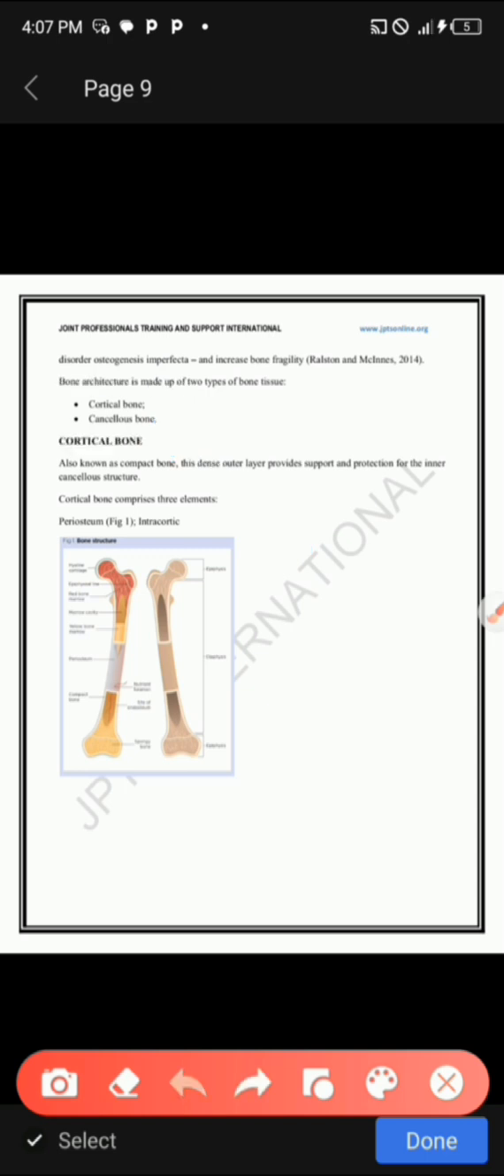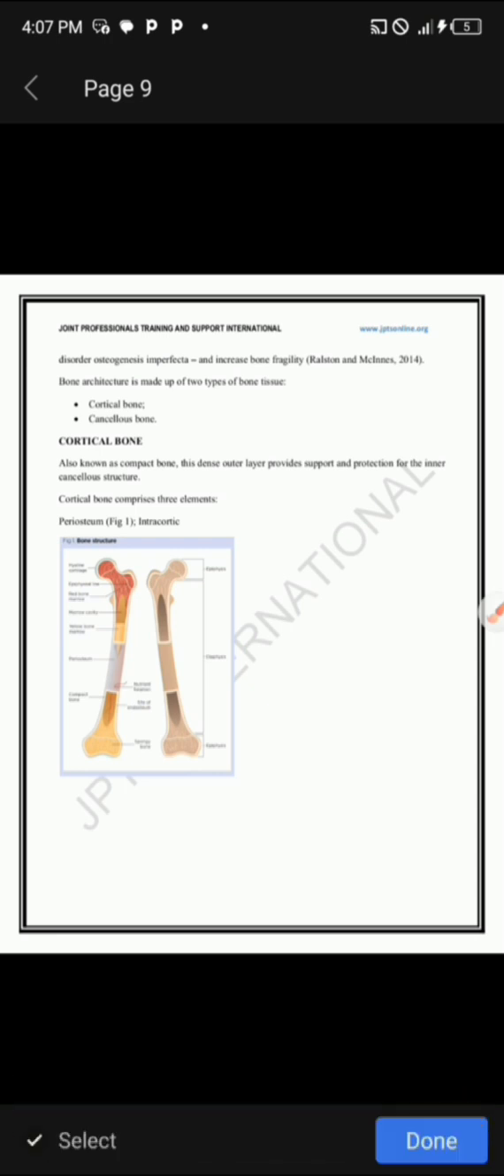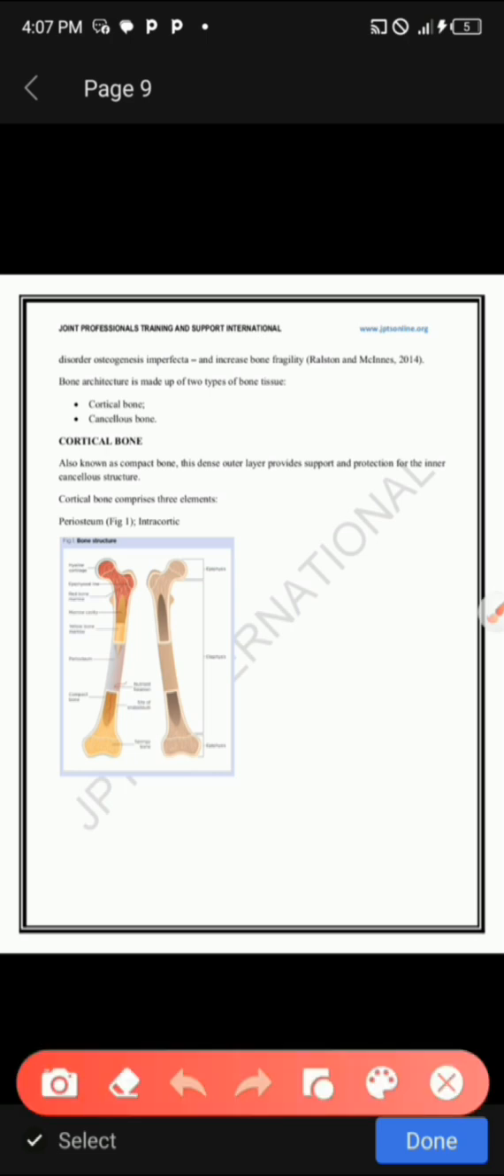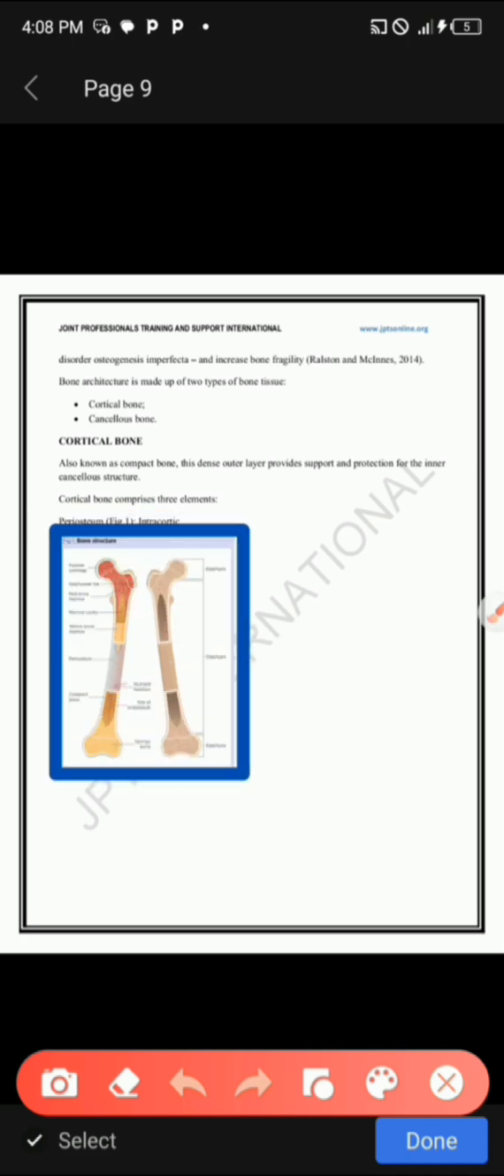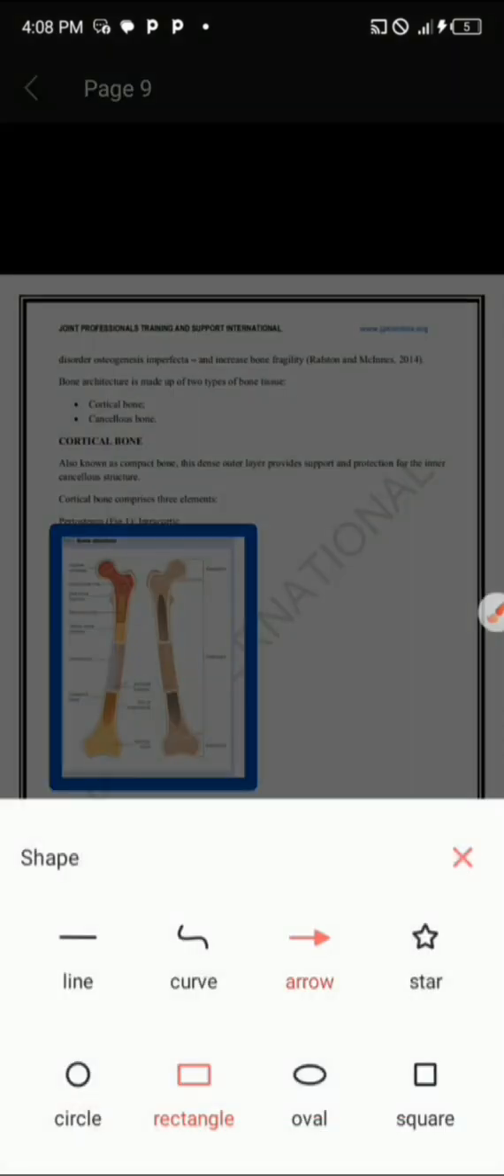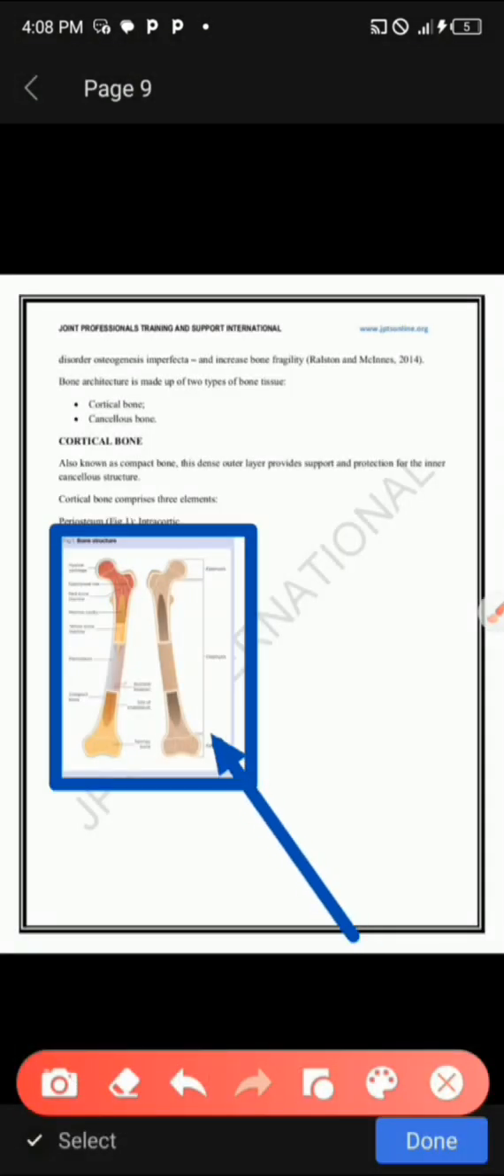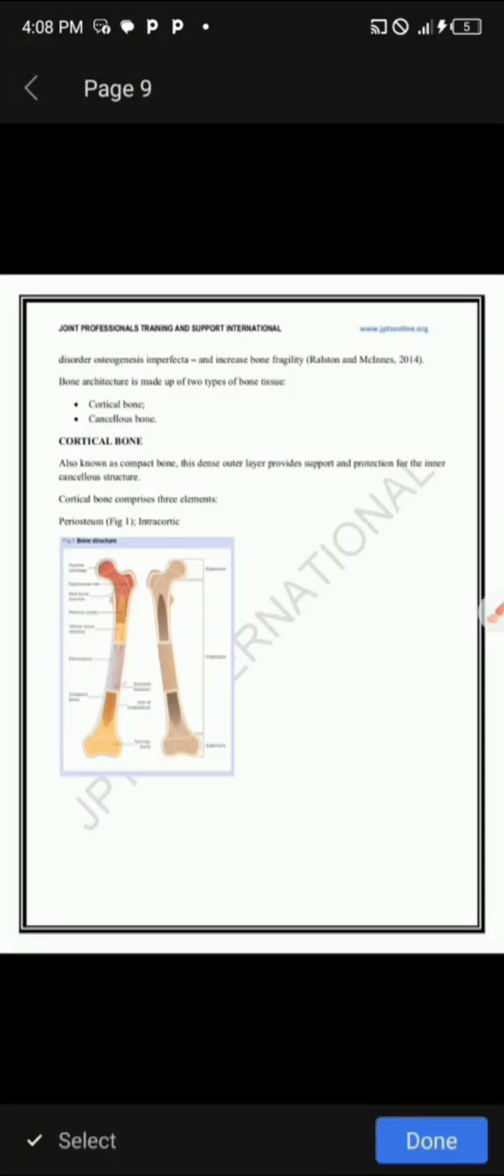Cortical bone comprises three elements. When you look at the diagram, you see the cortical bone, red bone marrow, yellow bone marrow, marrow cavity, and so on and so forth. We are going to see the anatomy of cortical bones.